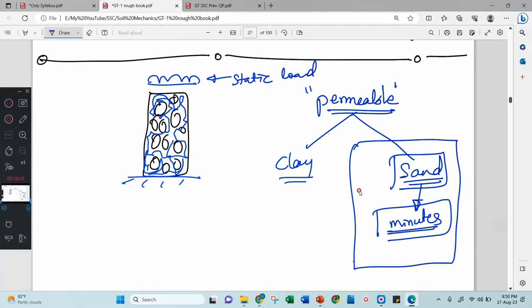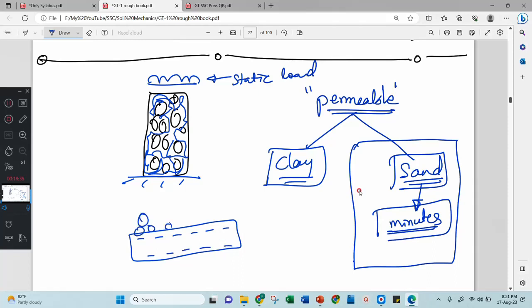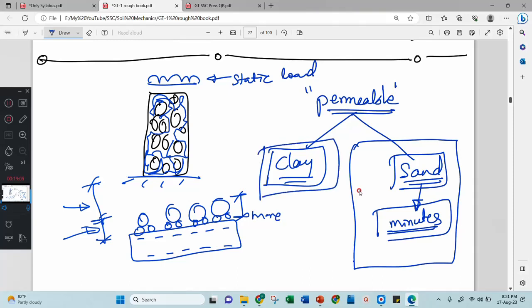But when you come to clay particles, I already explained in the previous class that clay particles are negatively charged, and water will come and stick on the clay particles like this. This layer is called the rigidly held layer, and above this layer is the freely held layer. When I apply some force, the freely held layer is expelled first, but the rigidly held layer requires more force to expel. More force means more time. Therefore, clay soil takes a lot of time to expel its water.